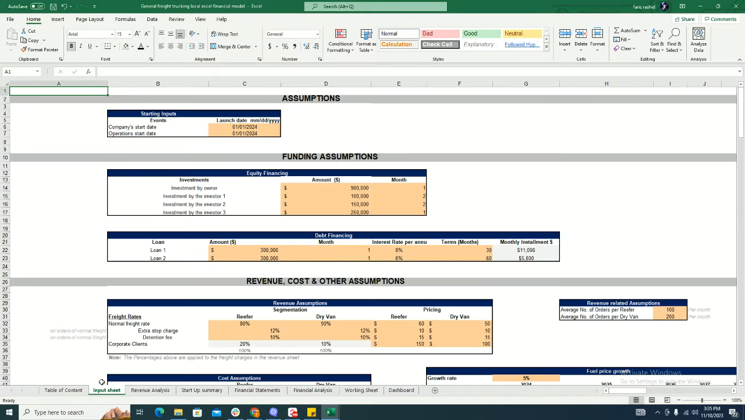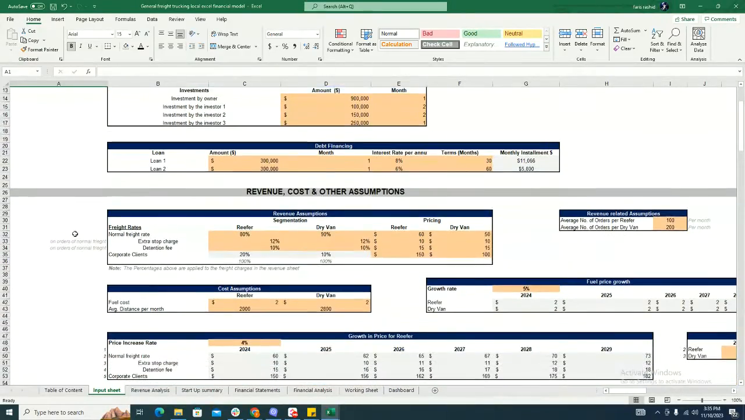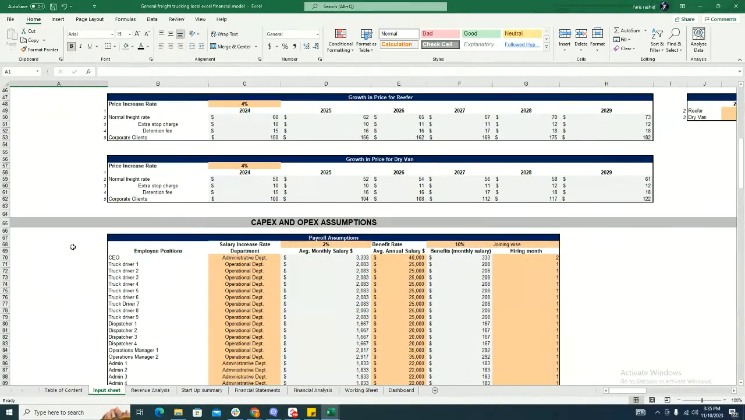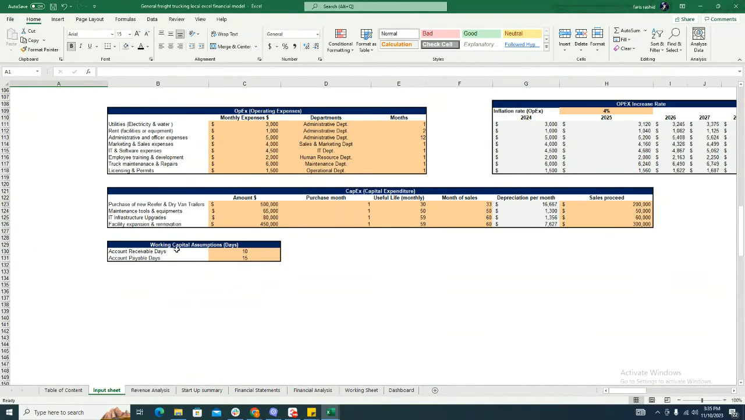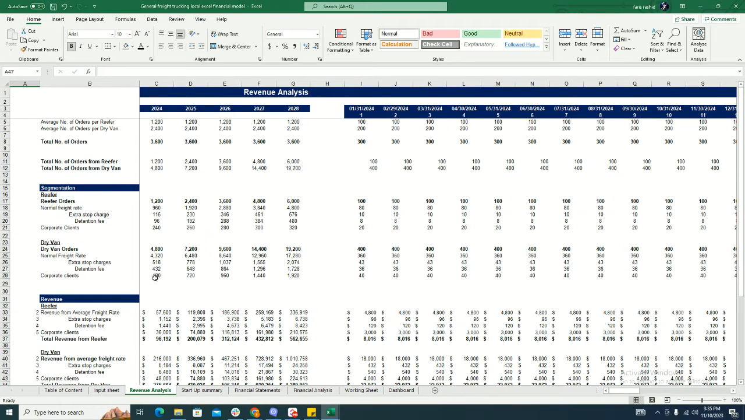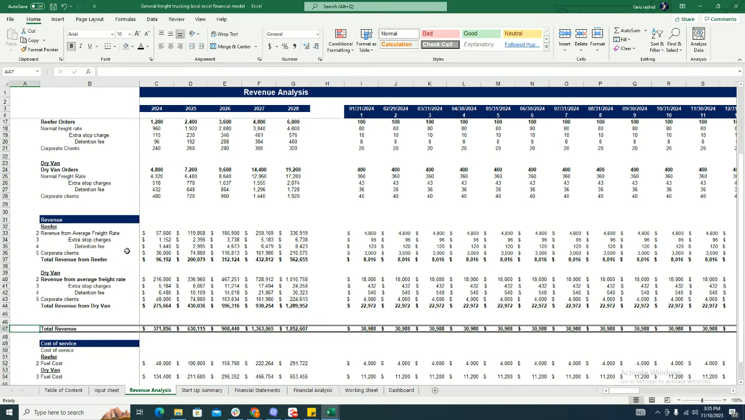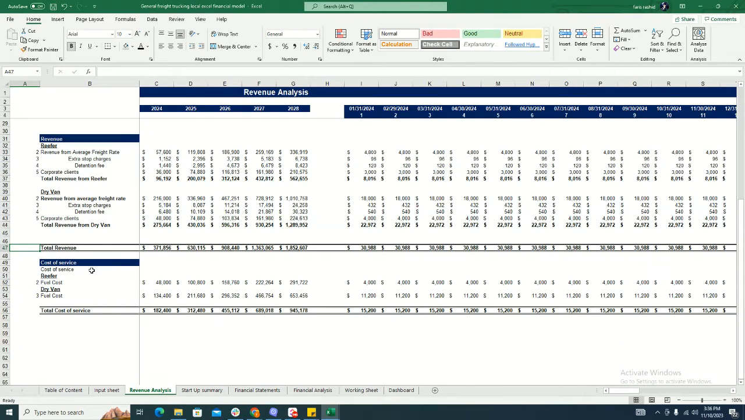Coming towards the input sheet, as you can see, it gives you all the assumptions about funding, revenue and cost, capex and opex, as well as the working capital. Then comes the revenue analysis. As you can see over here, the revenue analysis sheet calculates all the number of orders as well as all the revenue generated from each type of revenue stream of the company. It also calculates the cost of service or cost of goods sold.